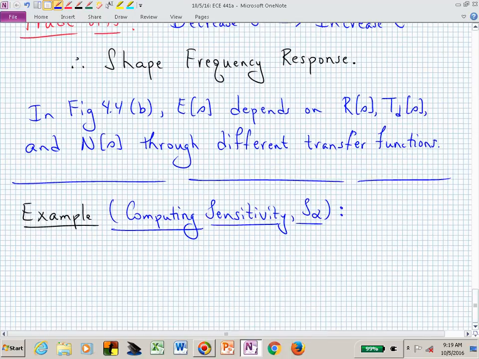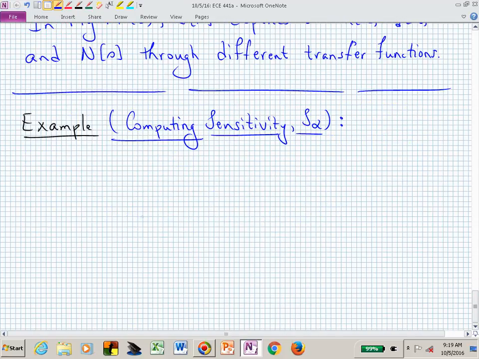Let's now look at computing the sensitivity of a transfer function with respect to a parameter, which we talked about last time. Let's look at a particular example.